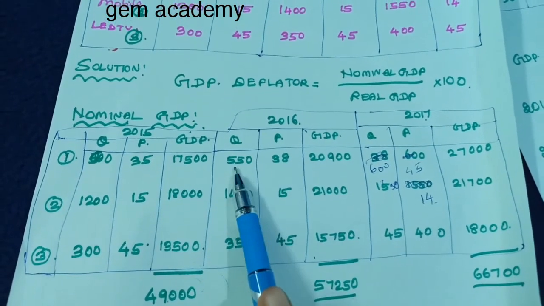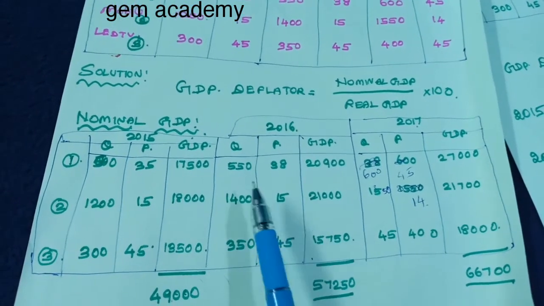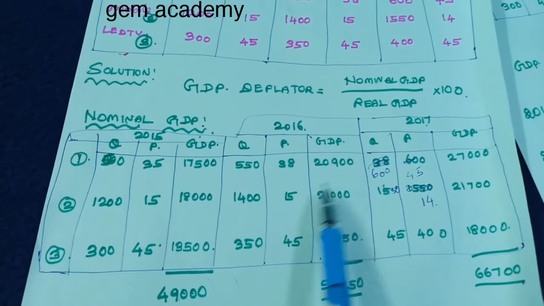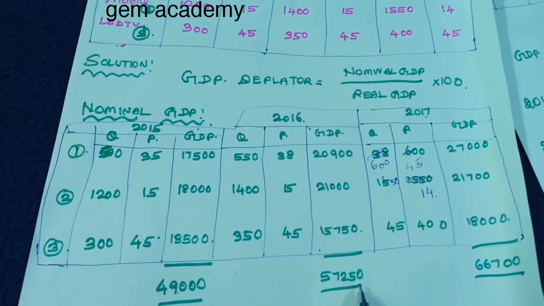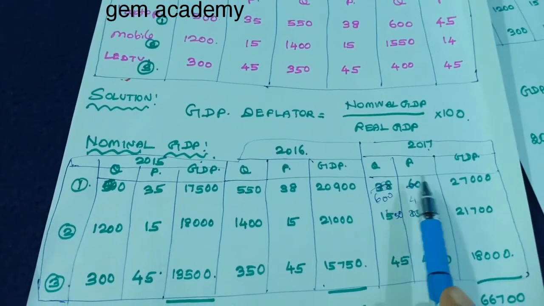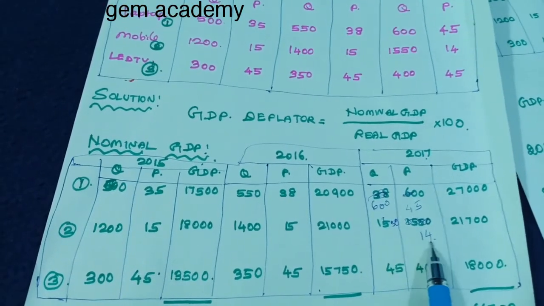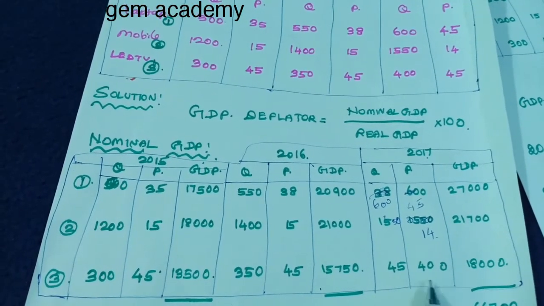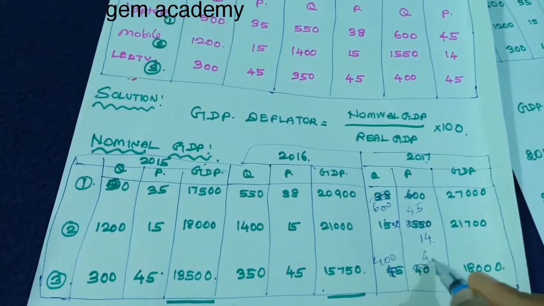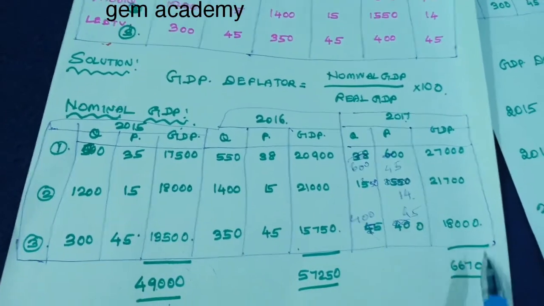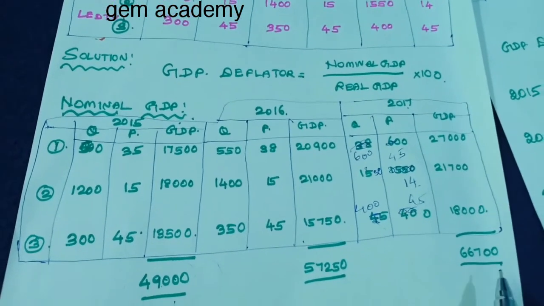And in the year 2016, 550, 38, 1415, 350, 45. Multiplying this one, I am getting 20,900, 21,000, 15,750. By adding this, I am getting 57,250. And in the year 2017, 600, 45, 1,550, 14, 445. So multiplying this, I am getting this one, and by adding this, I am getting 66,700.